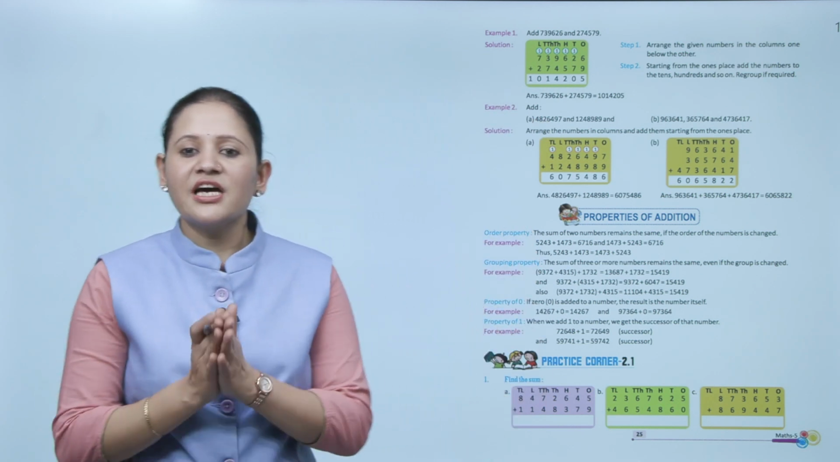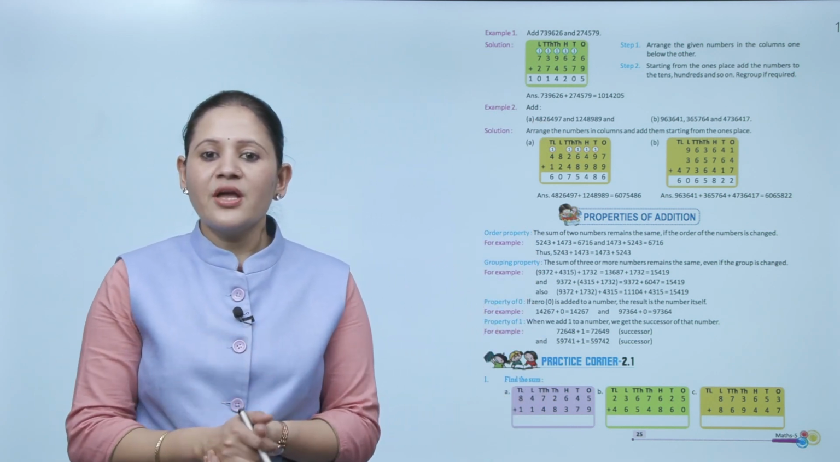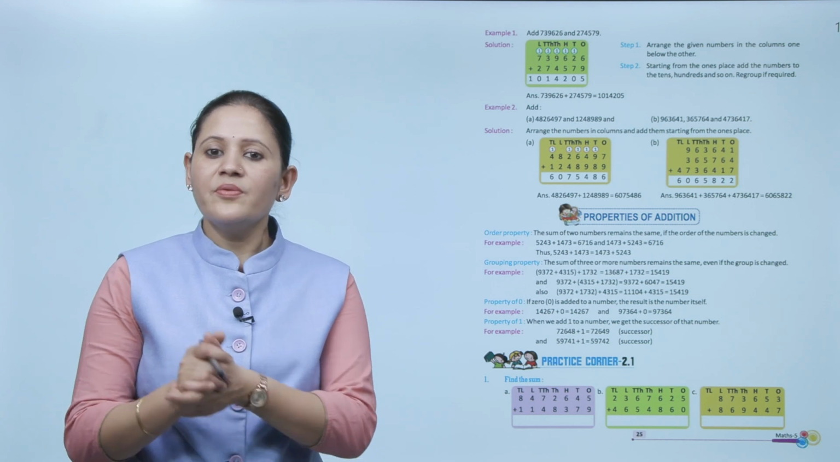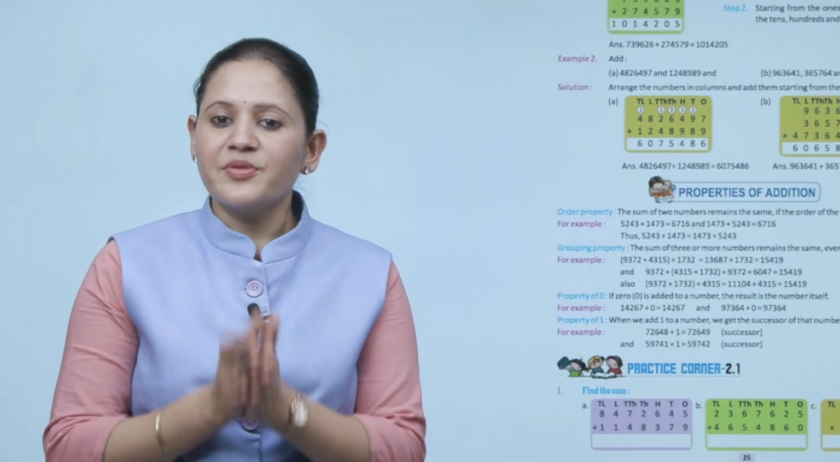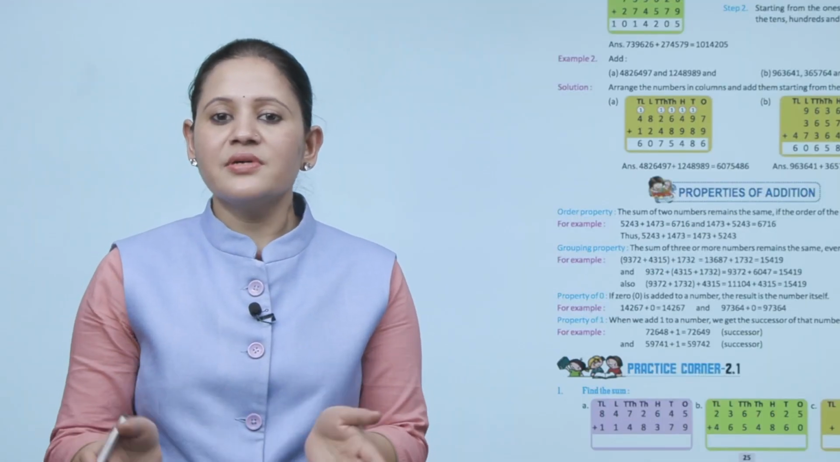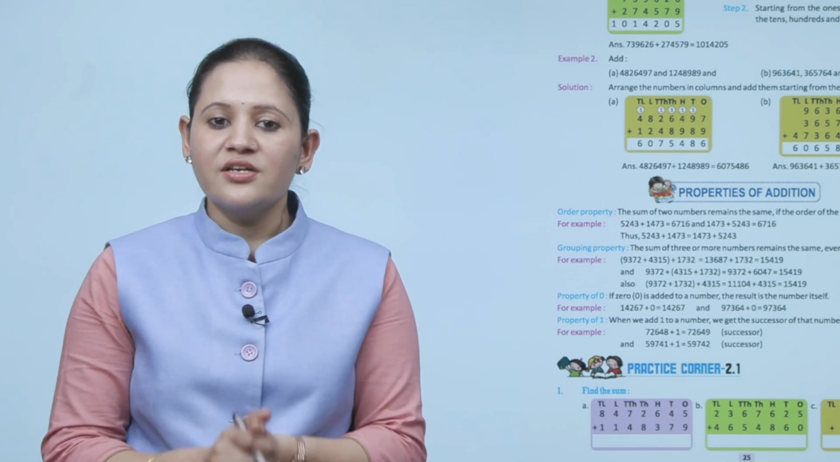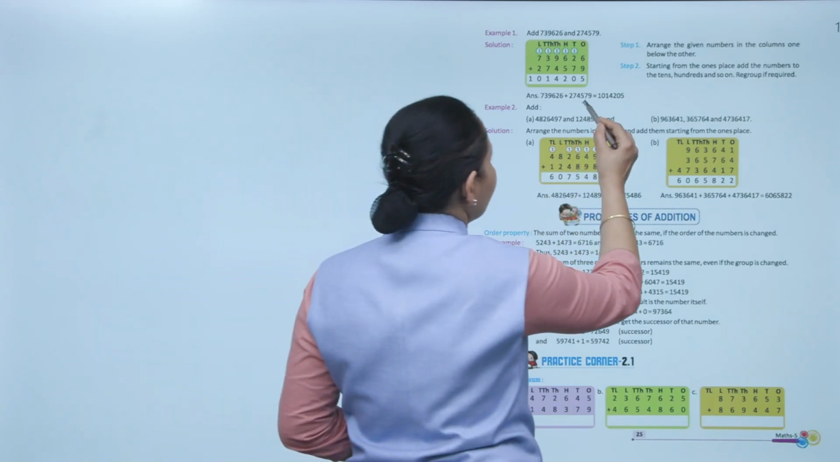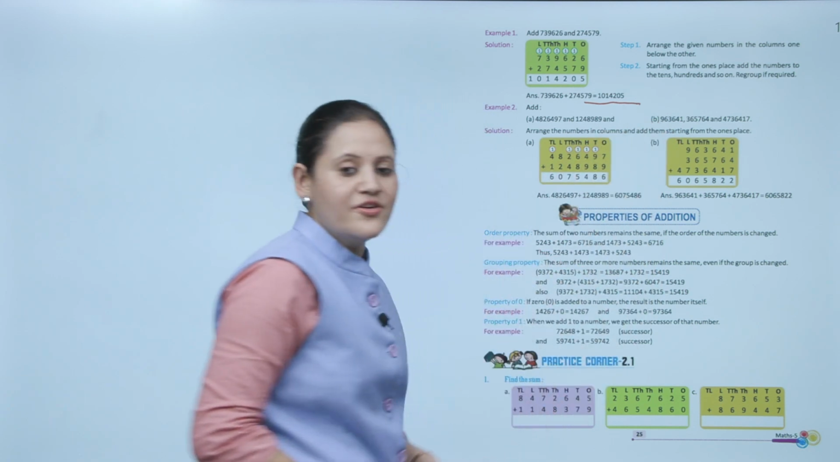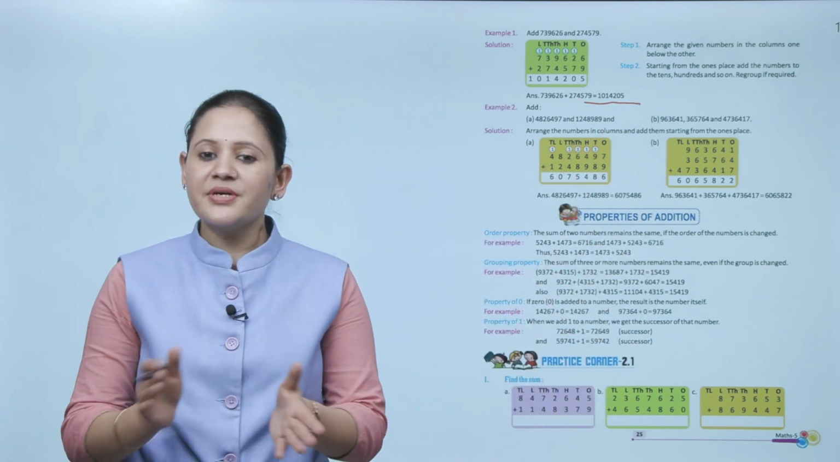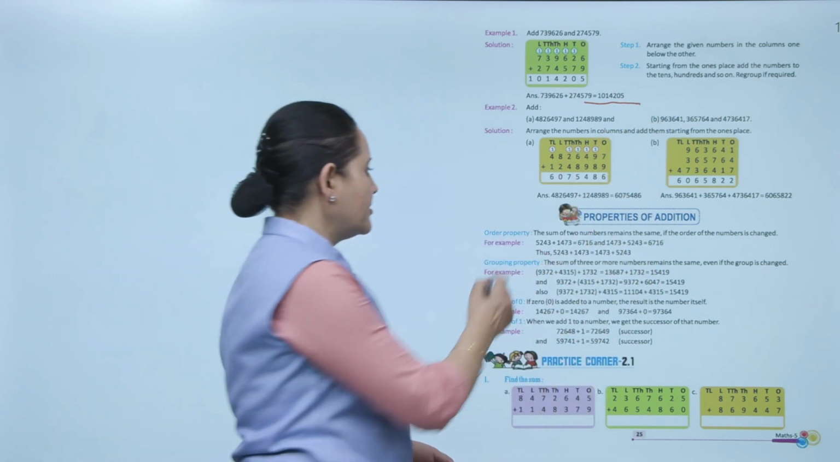So what will be the steps? Arrange the given numbers in columns, one below the other. Starting from the ones place, add the numbers to the tens, hundreds and so on. Regroup if required. So the answer is 10 lakh 14,205. Next, properties of addition.